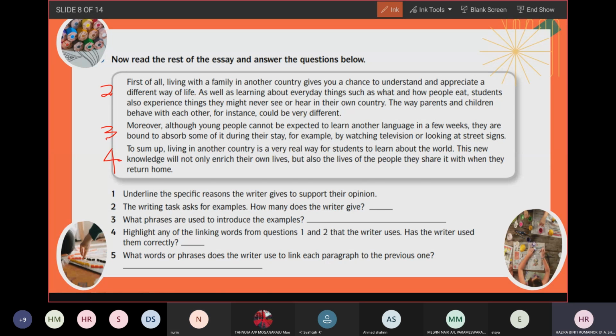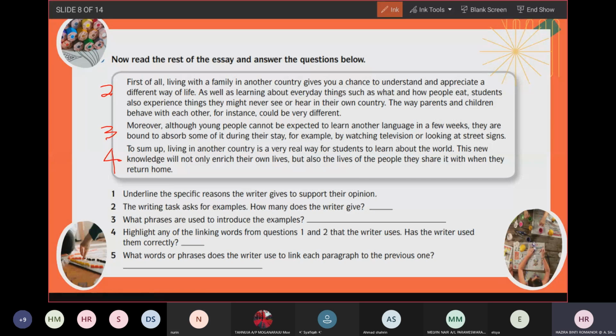Alright, thank you, Nurin. Okay, sambung je lah Nurin semua. Moreover, although young people cannot be expected to learn another language in a few weeks, they are bound to absorb some of it during their stay, for example, by watching television or looking at street signs. To sum up, living in another country is a very real way for students to learn about the world. This new knowledge will not only enrich their own lives, but also the lives of the people they share it with when they return home.